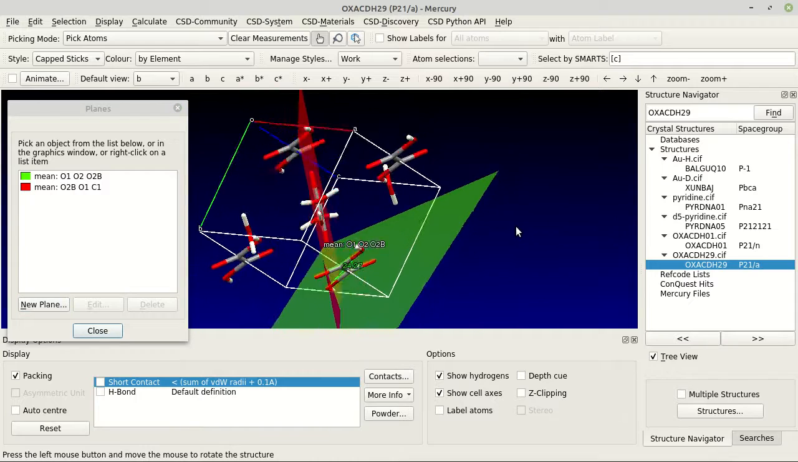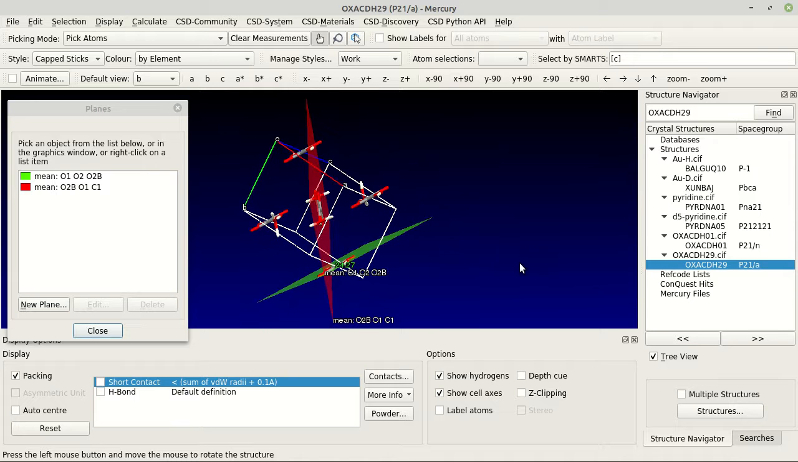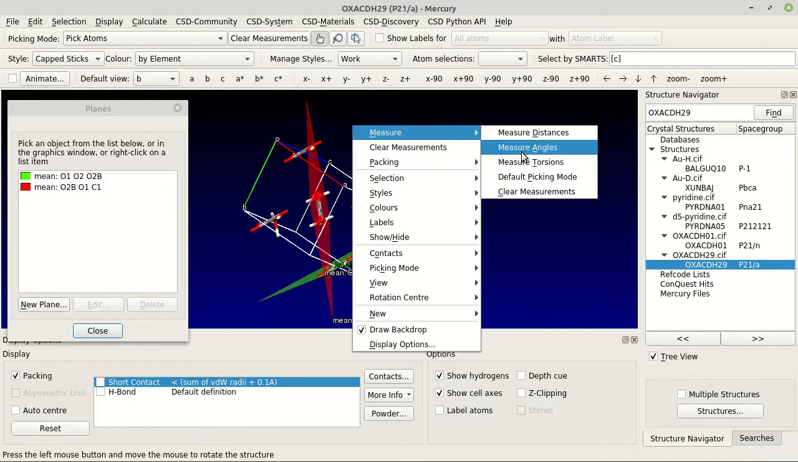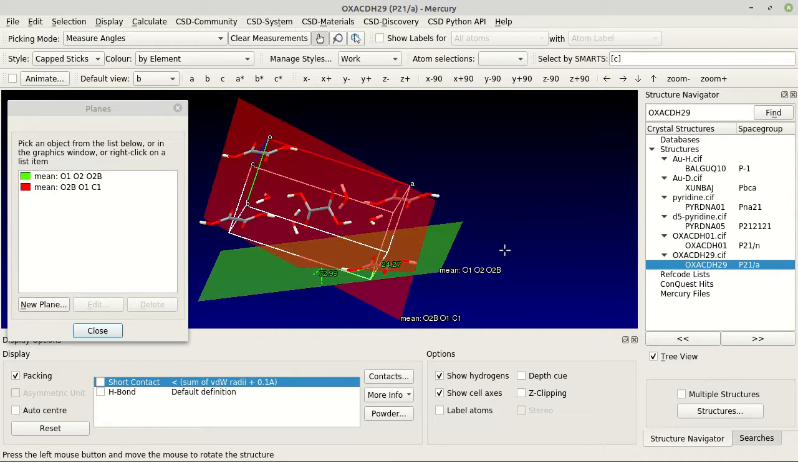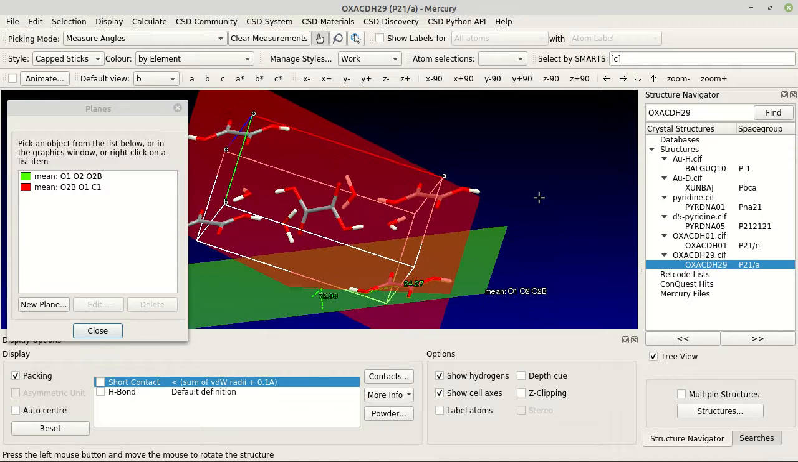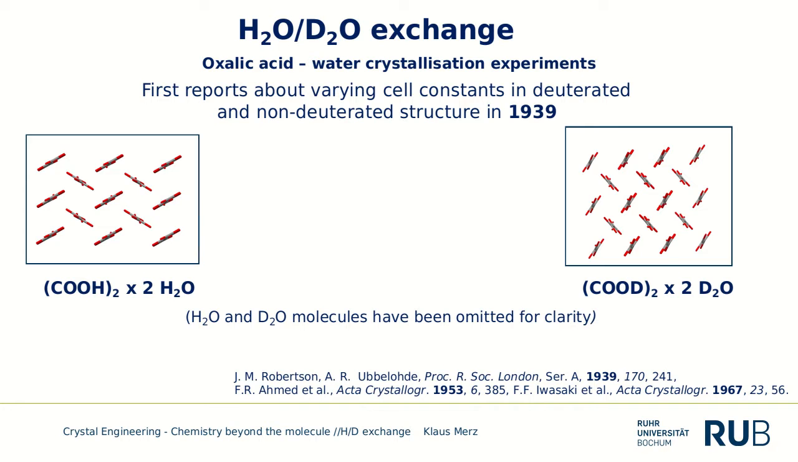So, and now measure the two planes and have a look. 73. Yes? I think this is really a clear value. We can measure the angles between the planes and very nicely we can see here that the difference is about 10 degrees. Yeah? Going back.